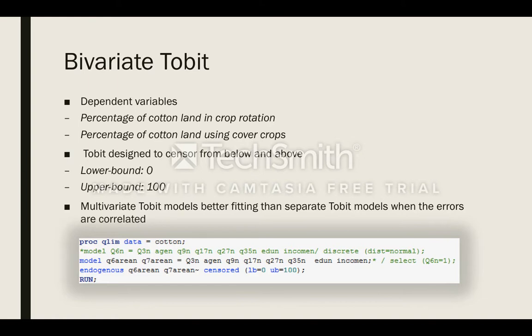Multivariate Tobit models are better fitting than separate Tobit models when the error terms are correlated, which seemed likely given my data set and what I was looking at, but didn't actually turn out to be true, as the significance level for the error terms was 0.34, so not statistically significant. However, based on what I understand, this does not mean I can't use a multivariate Tobit model. It should still be valid. However, separate Tobit models would also work in my case.